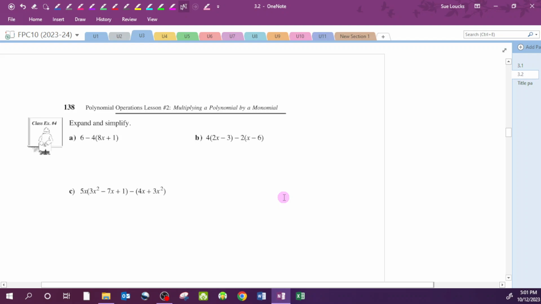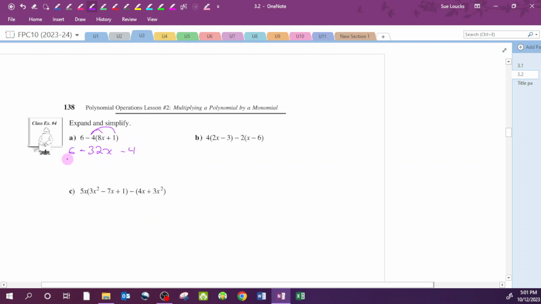Okay, so now I've got two parts of this. I need to follow my order of operations properly here. So this 6 is just going to hang out for a minute because I have to do my multiplication first. Okay, so I've got negative 4 times 8x, that's minus 32x, and negative 4 times 1 is negative 4.